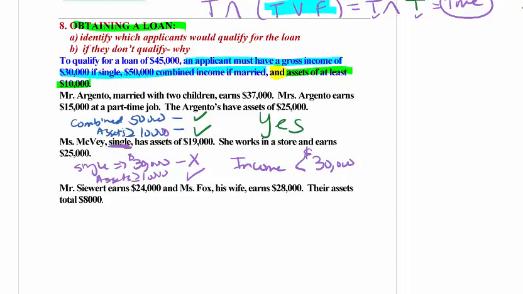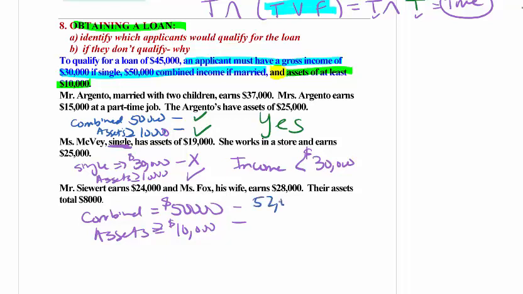The third one, Mr. Stewart earns $24,000. Miss Fox, his wife, earns $28,000. So this would be a combined. Need to have $50,000 in income, and the assets need to be greater than or equal to 10,000. So if we read this, 24 plus 28, that gives me 52,000. So we're good there. Their assets are 8,000. So we're not good there. Not enough assets.